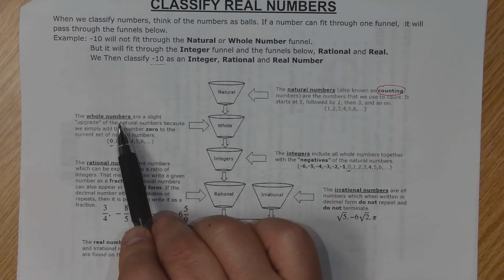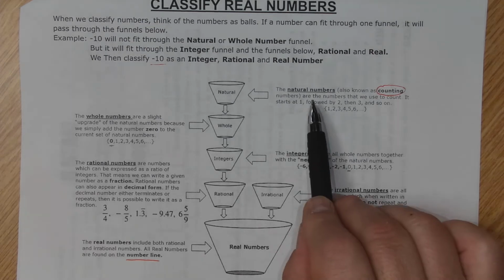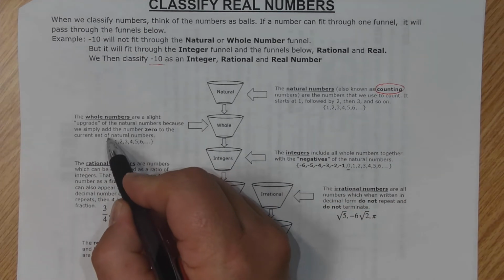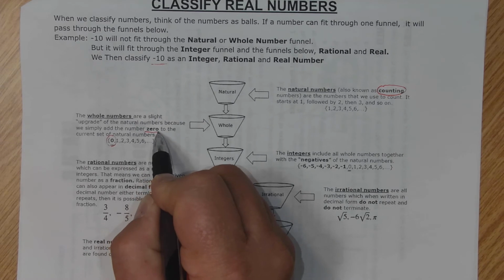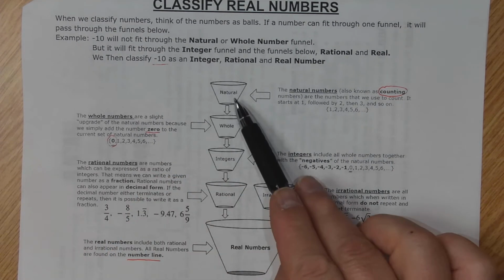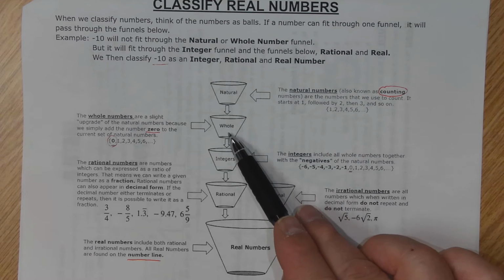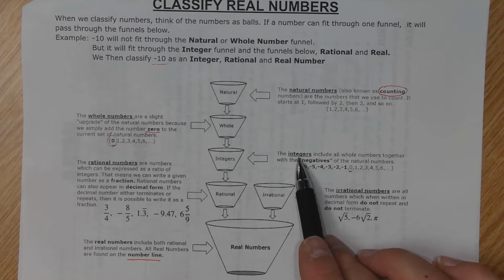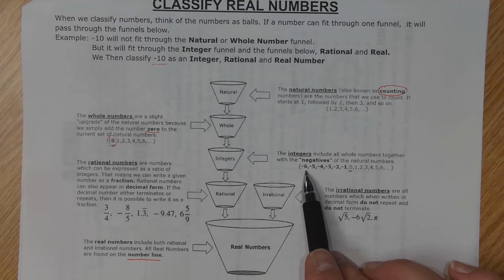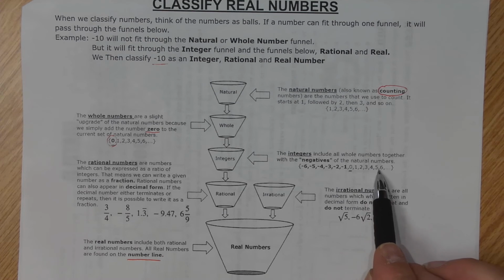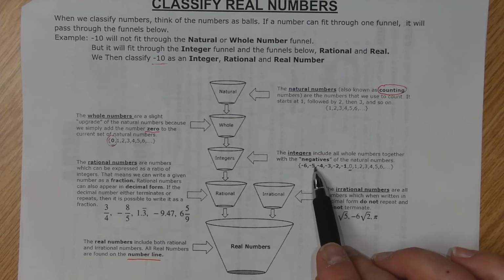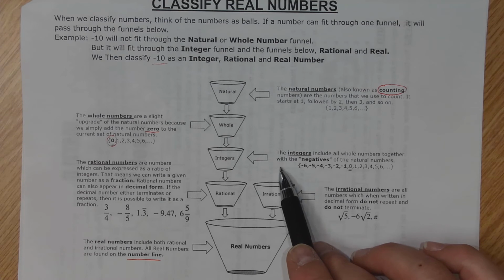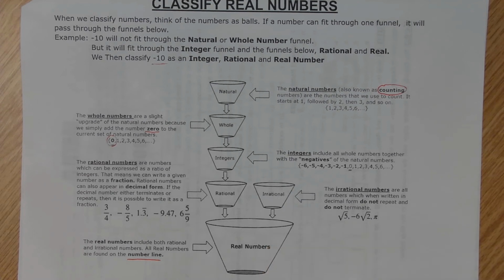Now here, when we look at whole numbers, the only thing different between natural numbers and whole numbers is the number 0. That's the only difference. So all of our natural numbers will fit through here and will fit into the whole numbers. The only number that goes into the whole numbers that's different from our natural numbers is 0. Integers. Integers are simply all of our natural numbers and their negatives. So I have 1, 2, 3, 4, 5, 6, and I have -1, -2, -3, -4, -5, -6, and -7, and -13, and -500. So those are all of our integers.